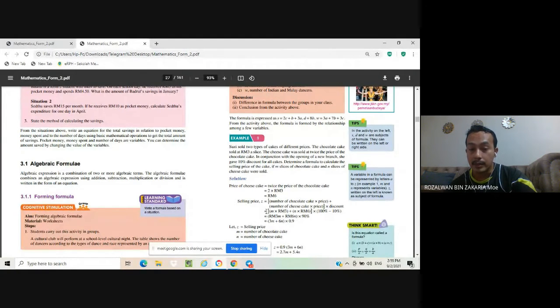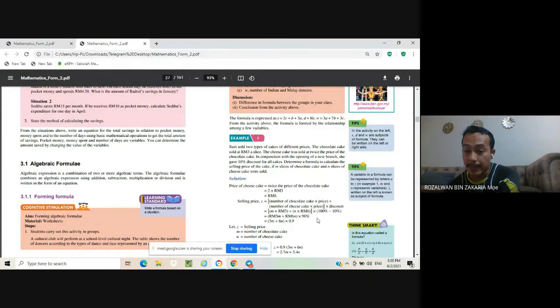Okay, so we can write this equal to in bracket. For the number of chocolate cake, we can use one variable. You can use M or any alphabet. So M for the number of chocolate cake, multiply with the RM3, the price of chocolate cake, plus another bracket, and N is the number of cheesecake, multiply with the RM6. RM6 is the price of a cheesecake.